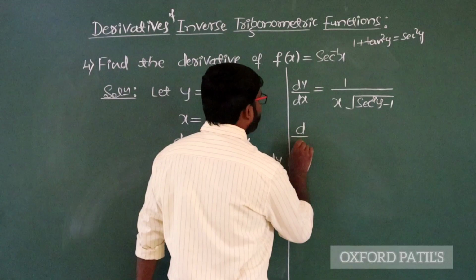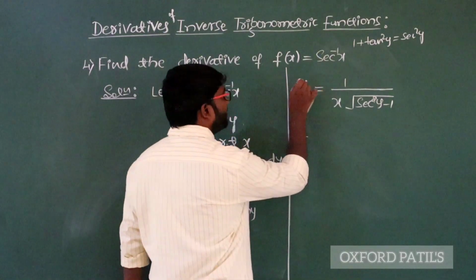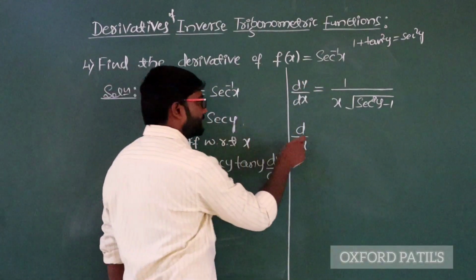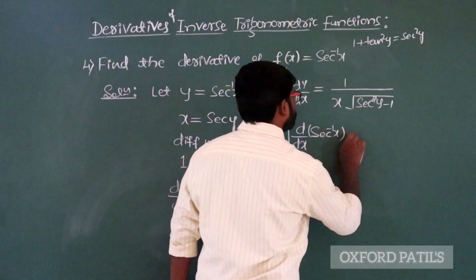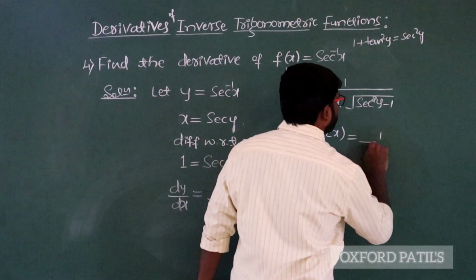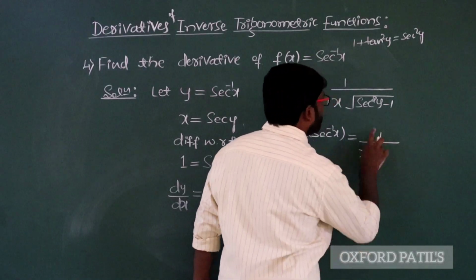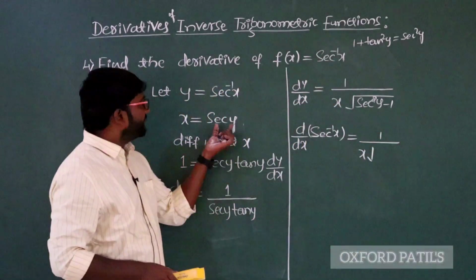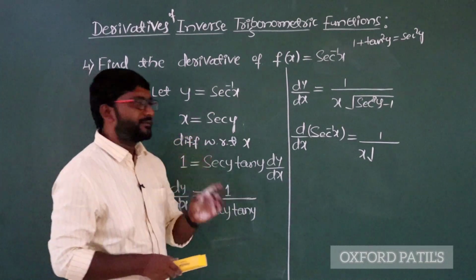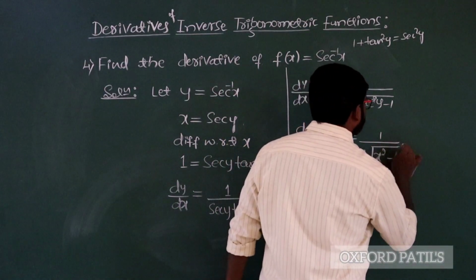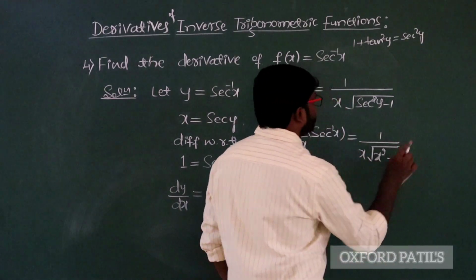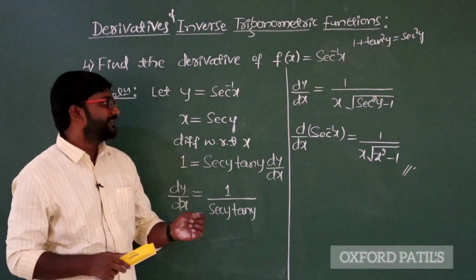So, d by dx of y. Y means it is secant inverse x. D by dx of secant inverse x is equal to 1 divided by x into square root of secant square y minus 1. Secant square y is nothing but x square. So, it is x square minus 1. So, this is the required answer for the derivative of secant inverse x.